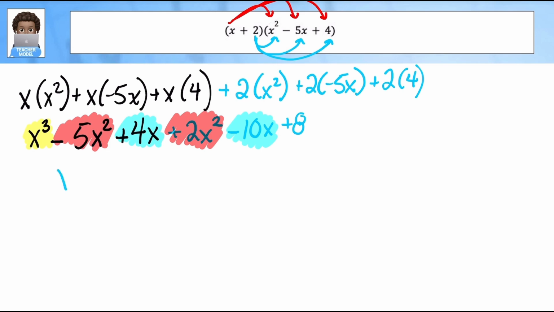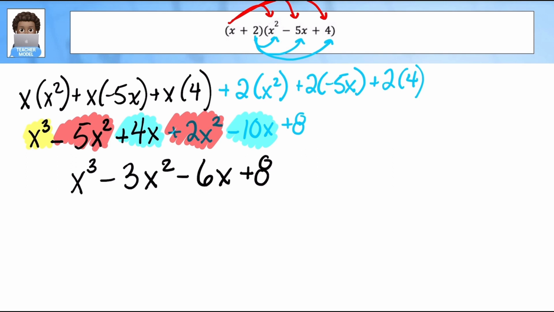So we're going to combine that way. There's just an x to the third power. There's nothing else, so there's nothing else to combine. Negative 5 plus 2 is negative 3, so negative 3x squared. 4 minus 10 is negative 6x. And there's only an 8 by itself. All right, so do another scan. Do you see any other like terms? No. Is it written in standard form? This is third, second, first degree, and 0. So we're done. This answer is complete.